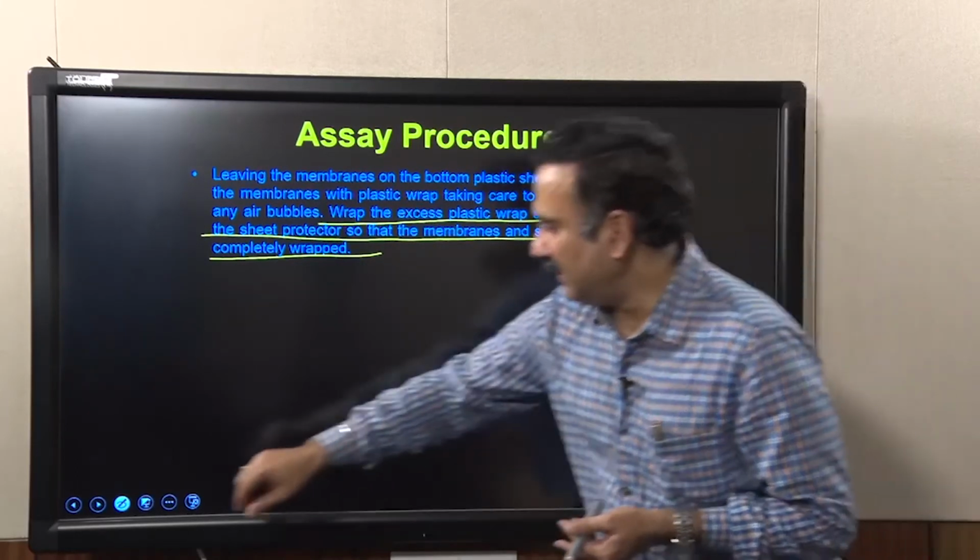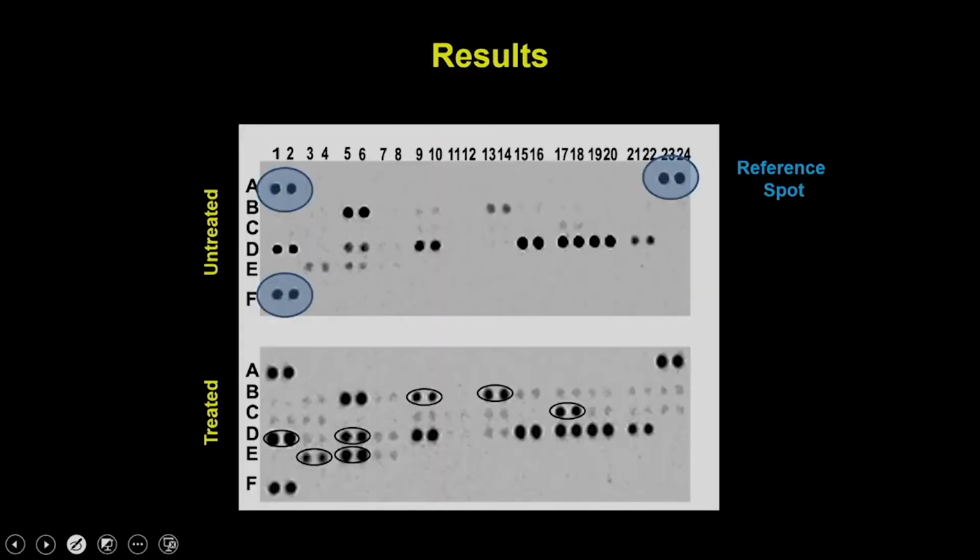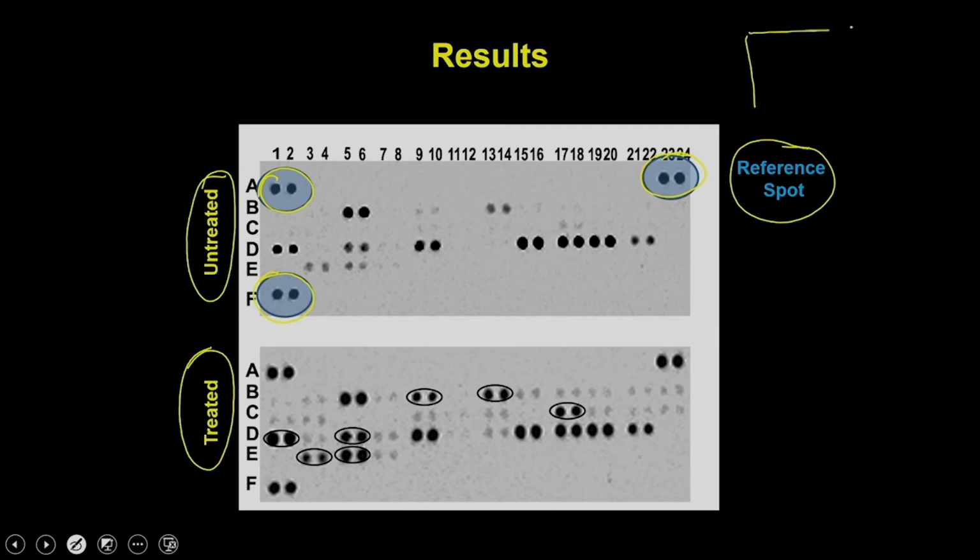The result you see after doing this assay is the number of spots you are going to see on the membrane. You can imagine that you have two samples, one an untreated sample and the other a treated sample, and what you see are the spots in the corner, which are actually the reference spots. You have a cytokine array sheet that tells you what A1, A2 and so on mean.